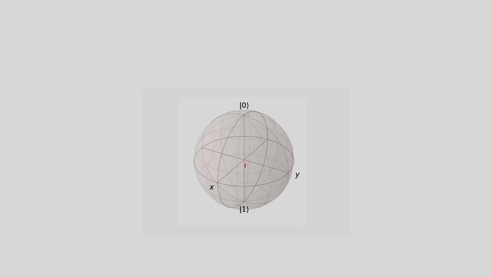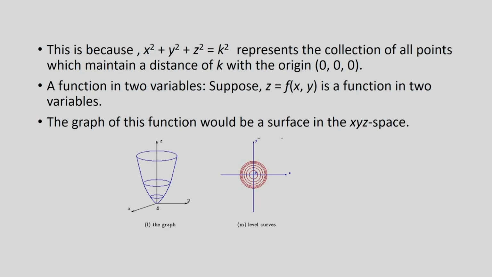You have x axis along this x, and you have y axis, and here along the vertical direction you have the z axis, and you are saying that this is k. So, here the equation is x square plus y square plus z square is equal to k square. Now, what is the argument for why we are claiming that if you have this equation, then the corresponding figure or graph in 3 dimensions will be a sphere? This is because x square plus y square plus z square is equal to k square represents the collection of all points which maintain a distance of k from the origin 0, 0, 0.